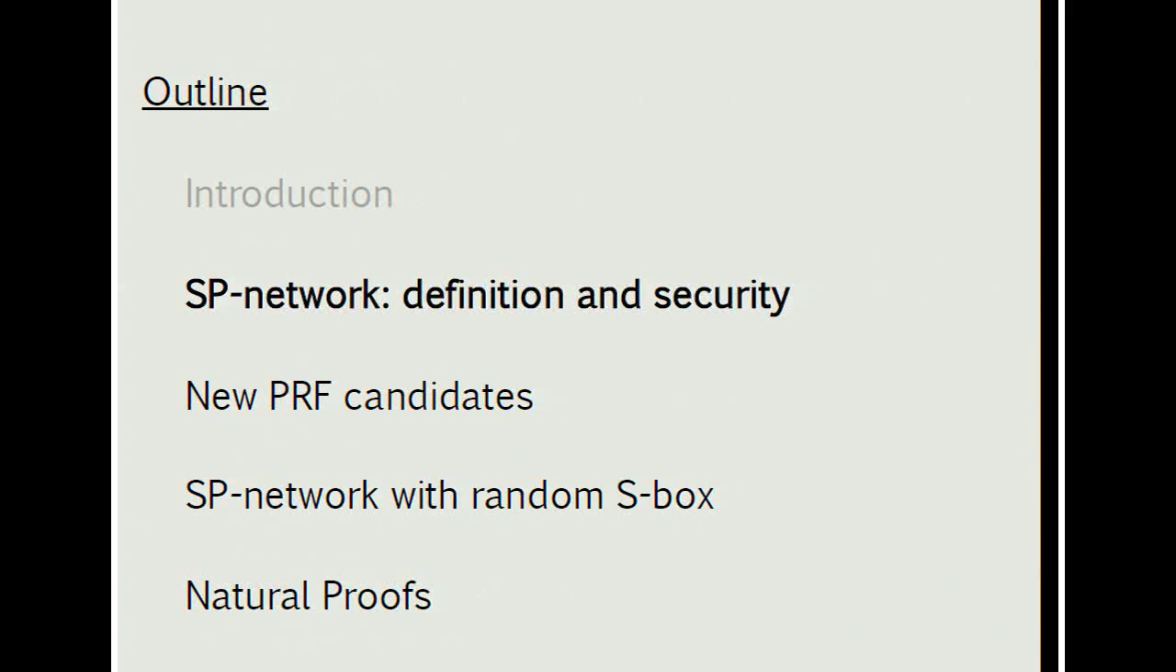OK, so the outline of the rest of the talk. I'm going to give some more details of the SP network structure. Then I'm going to give the details of our new pseudorandom function candidates, at least two of them. Then I'm going to mention something about this proof of concept theorem. And finally, I'm going to conclude with the connection to natural proofs.